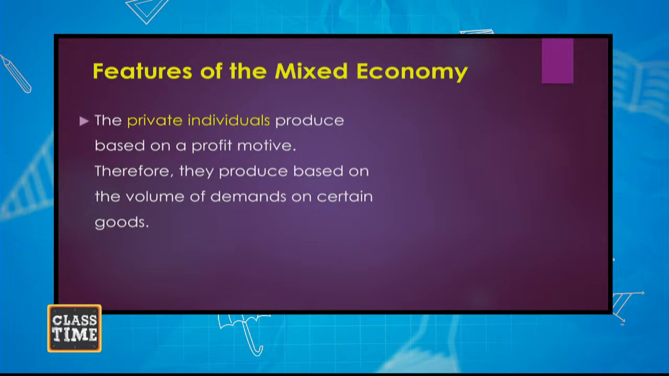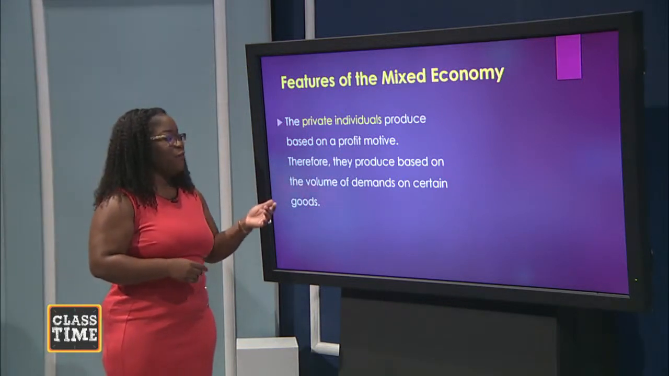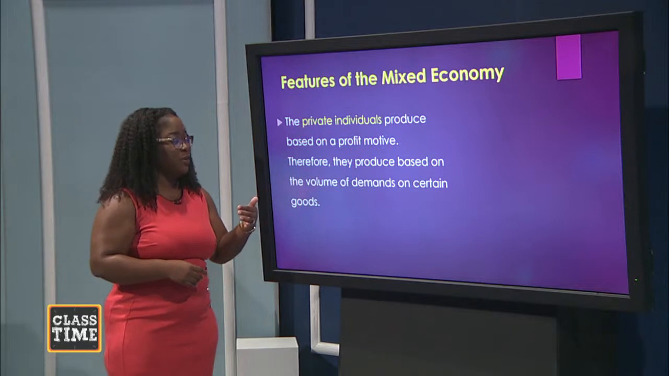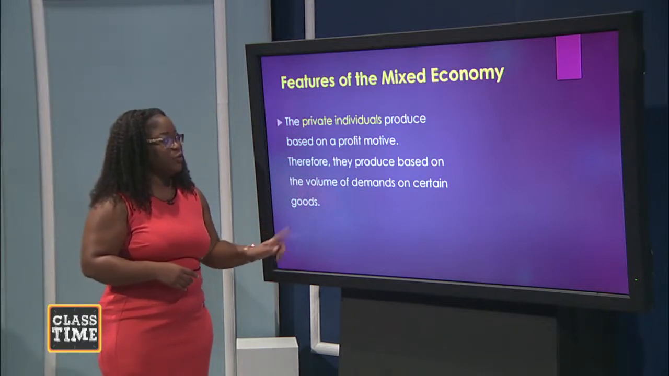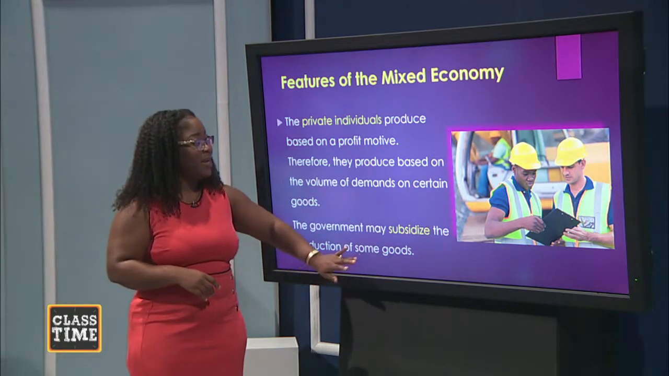Now, if you look at what goods and services both sectors produce, you'll realize that the government aims to produce what are considered to be essential, and there's no profit motive when the government provides those goods and services. On the other side, within the same economy, when private individuals produce, they are producing on a profit motive, and therefore they produce based on the volume of demand for certain goods. The government may subsidize the production of some goods. We mentioned that already.